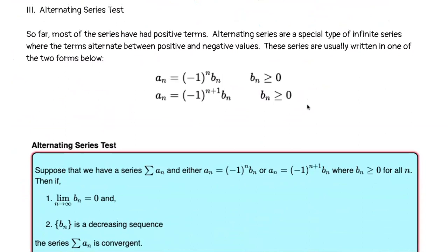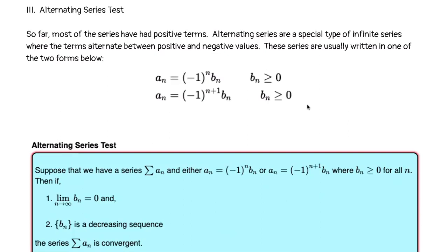So now let's learn about this last test that's going to be covered on tomorrow's exam. As we mentioned earlier, most of the series that we've looked at have had positive terms, or in the long run, they've had positive terms. But alternating series are a very special type of infinite series where it's not just that some terms are positive and some are negative, but specifically they alternate. So if a sub 1 is positive, a sub 2 is going to be negative, then a sub 3 will be positive and a sub 4 will be negative. We're always looking at the signs flip-flopping between the terms, okay?